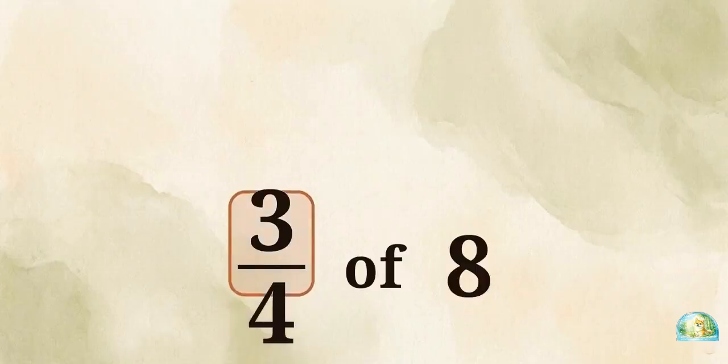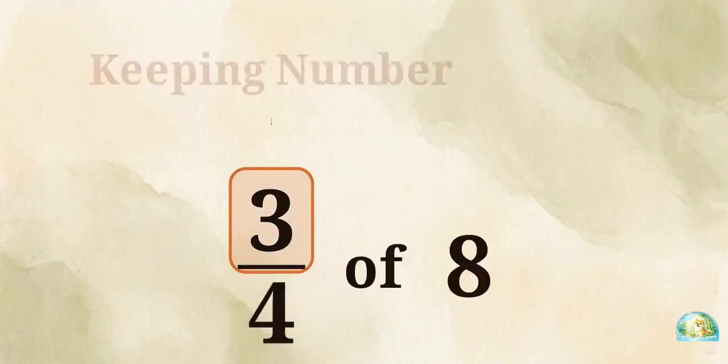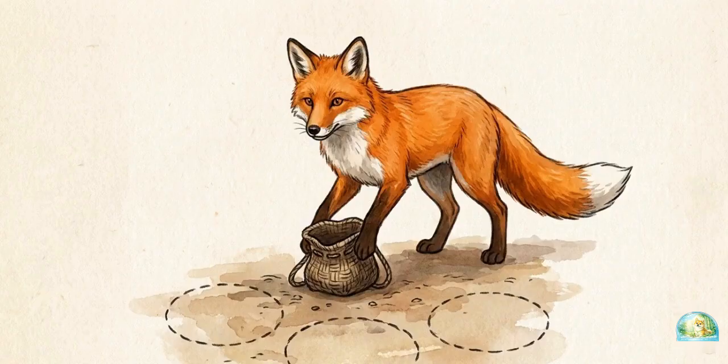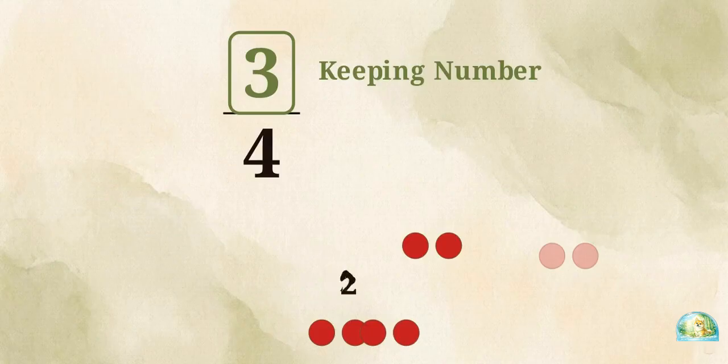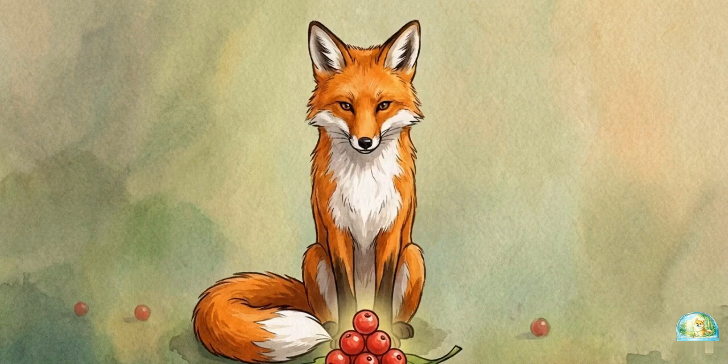Next, we look at the top number of the fraction. Let's call this the keeping number. This number tells us exactly how many of those new clusters the fox actually gets to take. The keeping number is 3, so the fox selects 3 of those clusters and moves them into a new pile. Now we just count the berries in the kept pile. 2, 4, 6 berries total. By following the sorting and the keeping step, the fox has found its correct share.